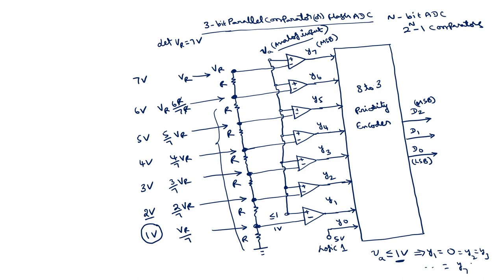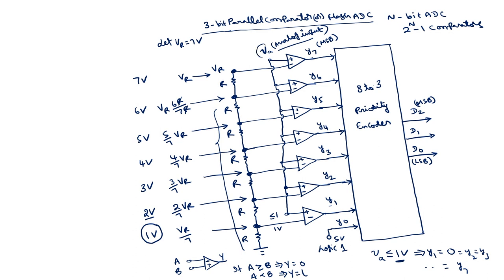All will be 0, because the comparator operation is something like this. This is A, this is B. If A is less than or equal to B, the output, if I call it y, is equal to 0, because the negative terminal voltage is greater than or equal to the positive. If A is greater than B, the output is equal to logic 1. So according to that, between 0 and 1 volts, Y1 to Y7 will all be 0.